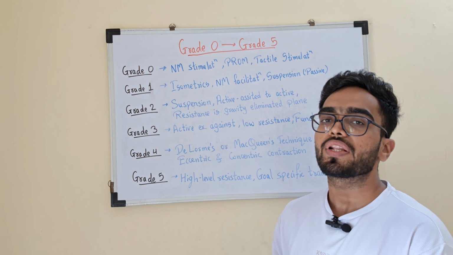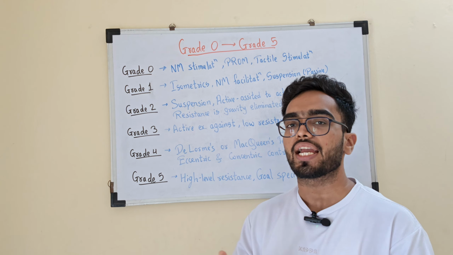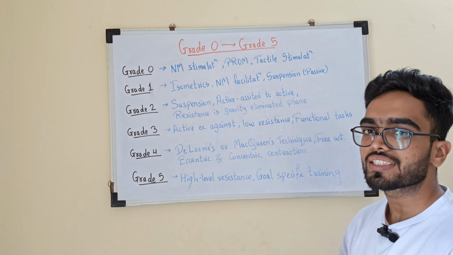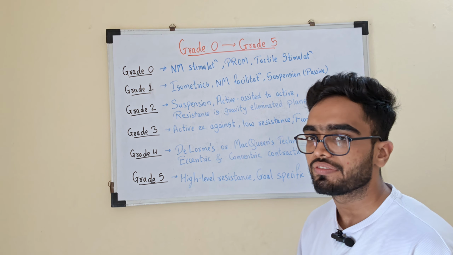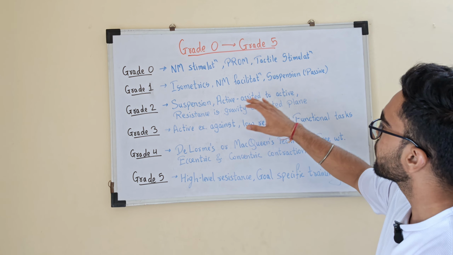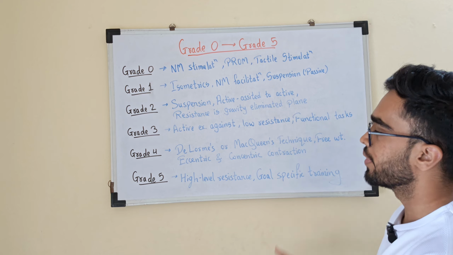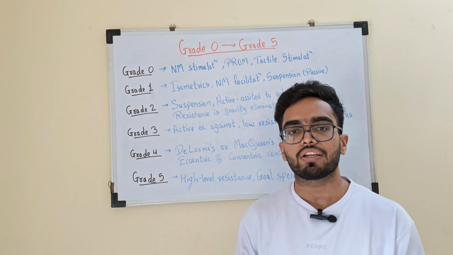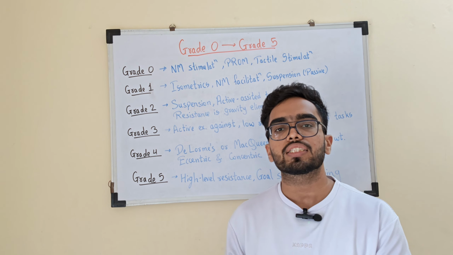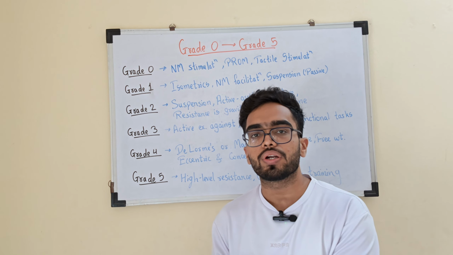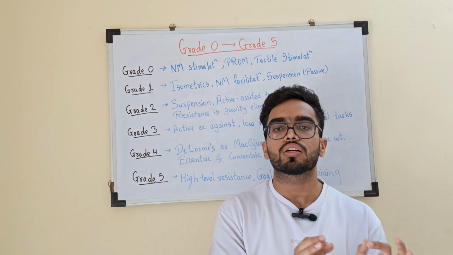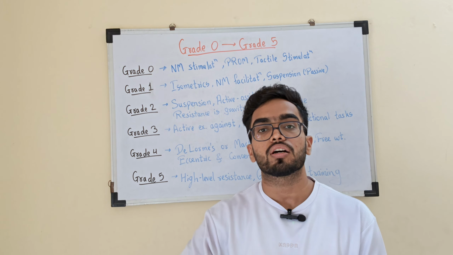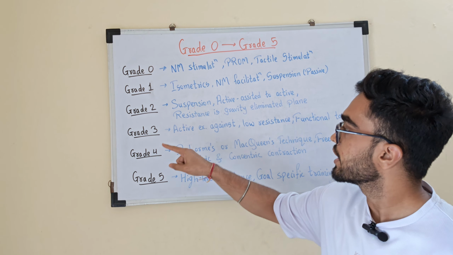Grade 2 is complete range of motion in gravity eliminated plane. So suspension, we will continue and ask him to do the suspension activity actively. Next, we will give active assisted to active movements. So we will assist the patient actively against gravity plane, and we will continue it further till the patient can achieve the motion against gravity actively. That will help the patient to reach grade 3.